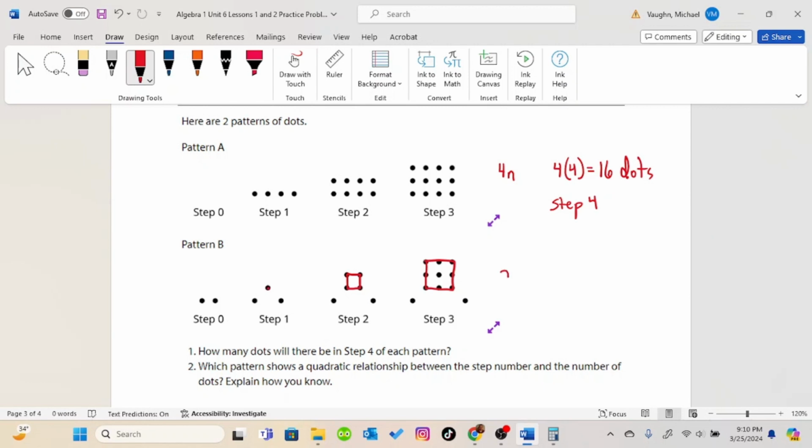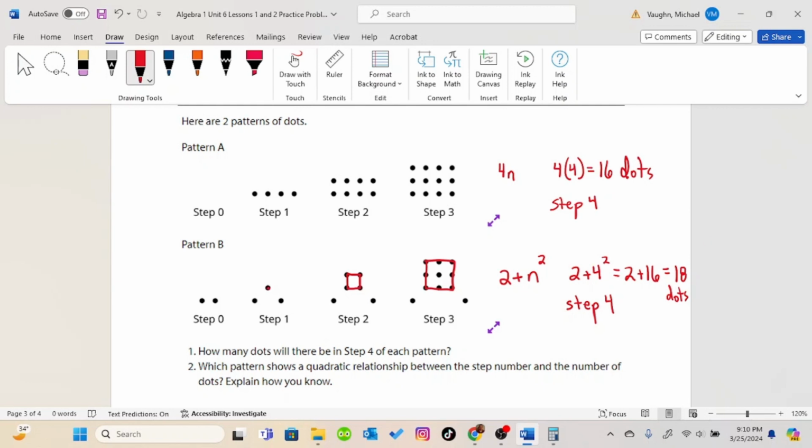So we start out with 2, and then we add the step number squared. So for step 4, we're going to have 2 plus 4 squared, which is 2 plus 16 equals 18 dots in step 4.